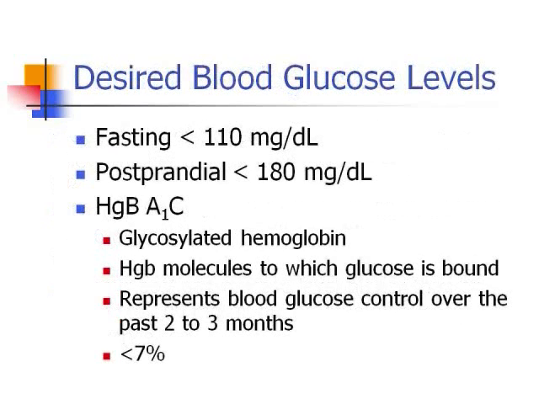What do we want blood levels to be? Blood glucose level? Well, a fasting blood glucose level, we're aiming for less than 110 milligrams per deciliter. Postprandial, that's after eating, that's what postprandial means. And it's typically about 2 hours postprandial, 180 milligrams per deciliter. We want their blood sugar to be less than that.